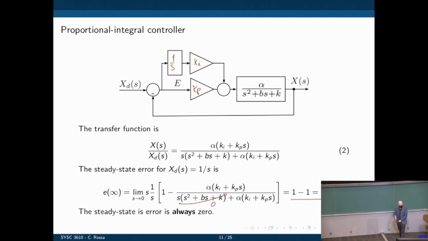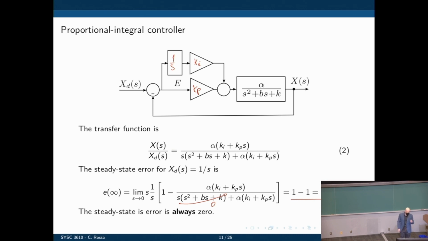And you have the top and the bottom alpha ki. And alpha ki divided by alpha ki is 1. So the system steady state error indeed goes to 0. It goes to 0 for all values of ki. That's another observation we can make here. It doesn't matter what the value of ki is, assuming that it's positive, to not destabilize the system.